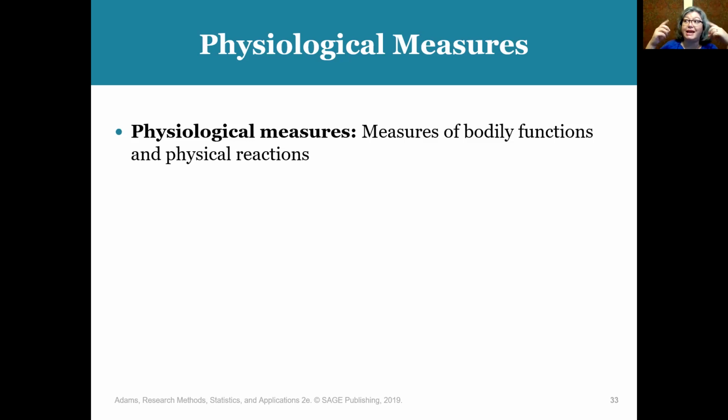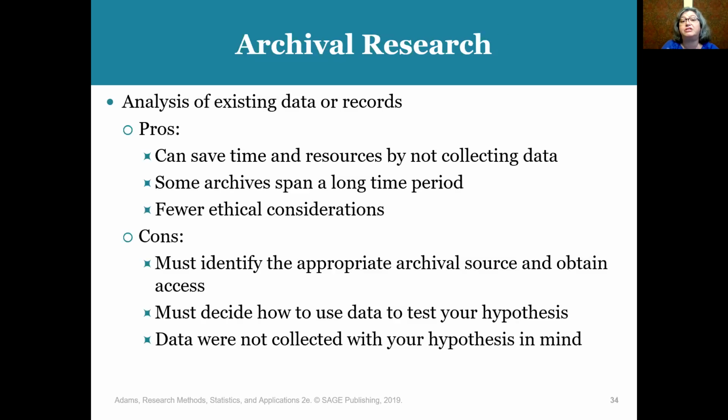We might be taking EKGs or EEGs. There's all kinds of physiological measures today that we use in all different kinds of research. So stress research uses a lot of the blood pressure, cortisol, kind of physiological measures. Cognition might actually be looking at functional MRIs. We might be looking at brain waves and things like that. So physiological measures are becoming much, much more common thanks to technology.